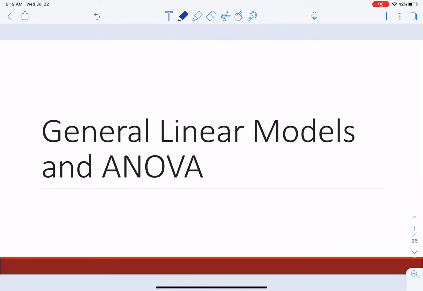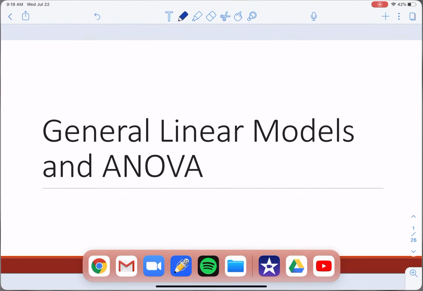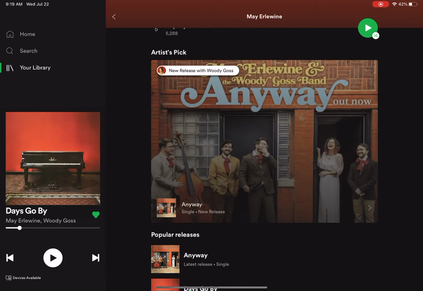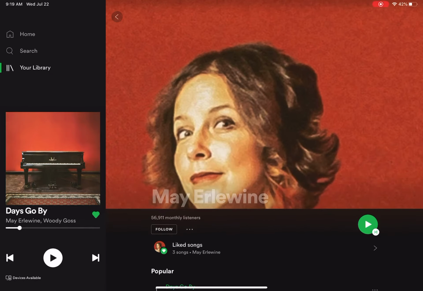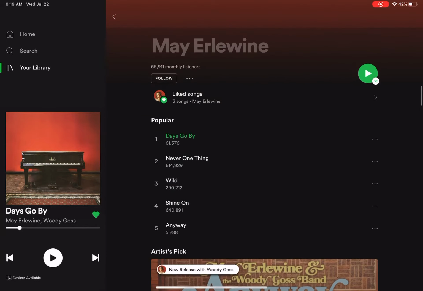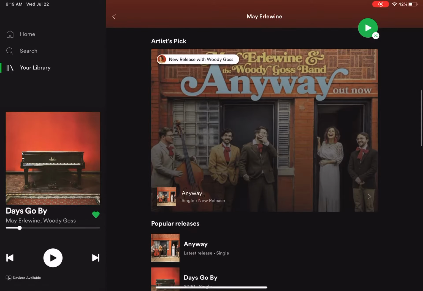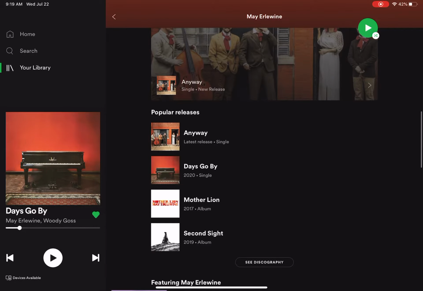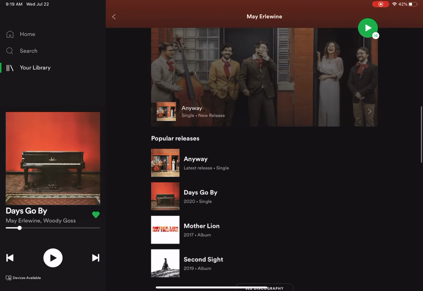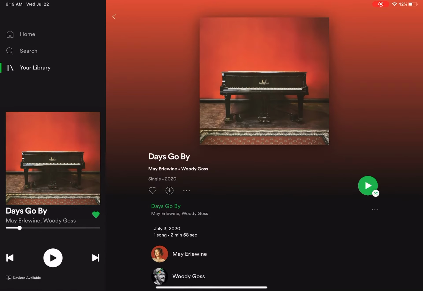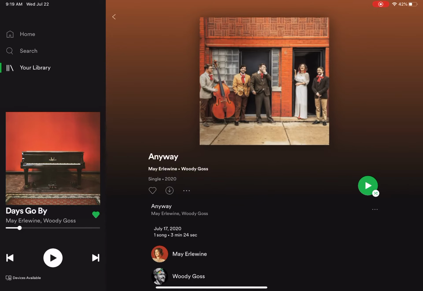So before we get into it, we got to talk about the album of the week. We're doing it a little bit different this time. Her name is May Earlywine. Super cool. She has a few albums out already, and they're pretty good. But there's a new album that's coming out, and she's got two singles from that album. One of them is Days Go By, and the other one is Anyway. Oh Lord. They're super good, very warm sounding, very nice, very chill, right?